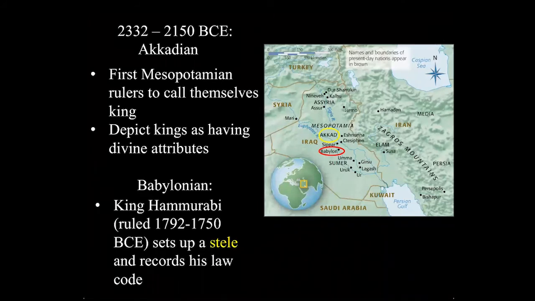So the Sumerians are conquered in 2332 by a group called the Akkadians. The Akkadians are coming from further north. And these Akkadians are going to be kind of the first group to call themselves kings. So we really see this ebb and flow in Mesopotamia between these strong city-states and larger groups that actually develop into empires. After the Akkadians, we'll look at the Babylonians, and we'll look at our first written law code.